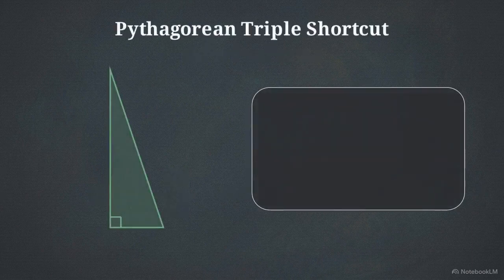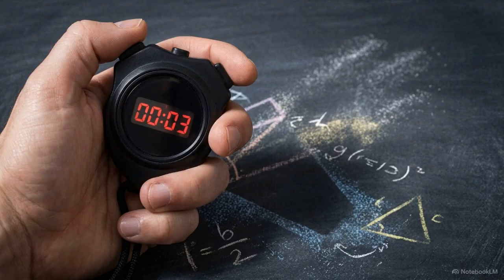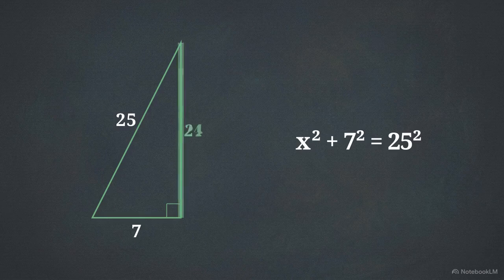To save time during your exam, you can memorize common sets of numbers called Pythagorean triples. 7, 24, and 25 is one of those sets. If you recognize that 7 and 25 are part of this triple, you can identify the missing side as 24 in just a few seconds without doing all the algebra.